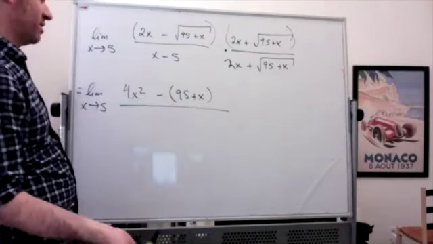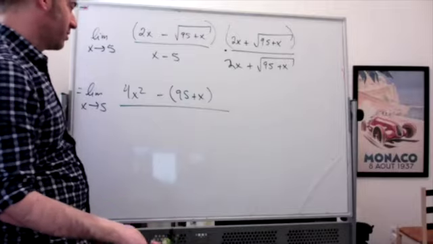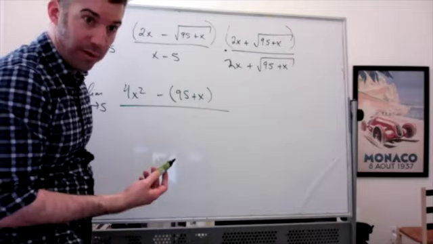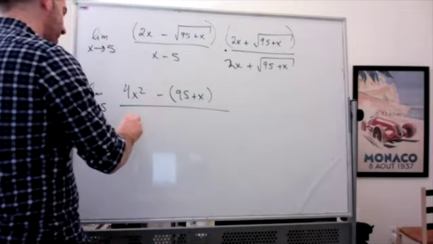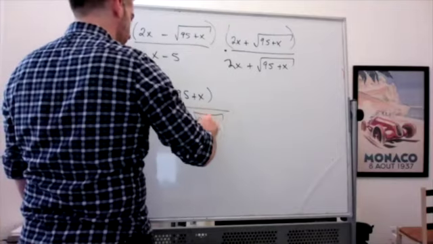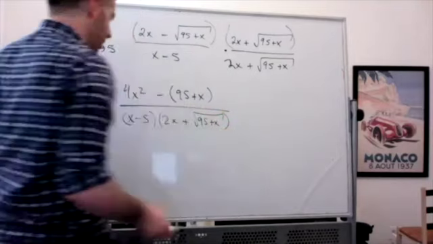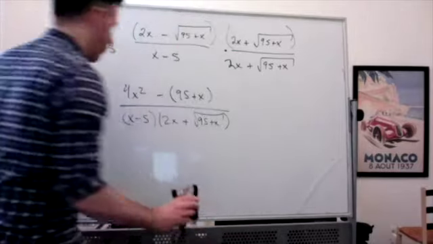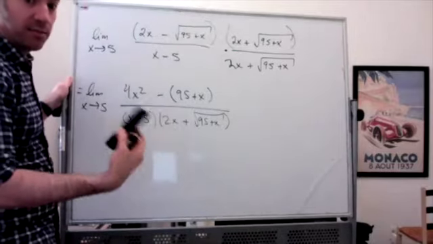This is going to be interesting. Well, it's okay. I think I know what's supposed to happen, so it should work out all right. I hope. And then on the bottom, we have x minus 5 times 2x plus the square root of 95 plus x. Okay, I'm going to rewrite the top just a tiny bit. I'm going to rewrite it as 4x squared minus x minus 95.